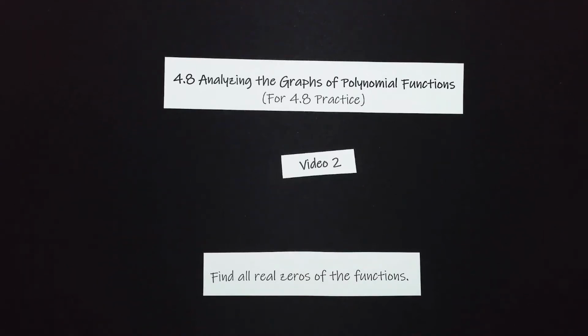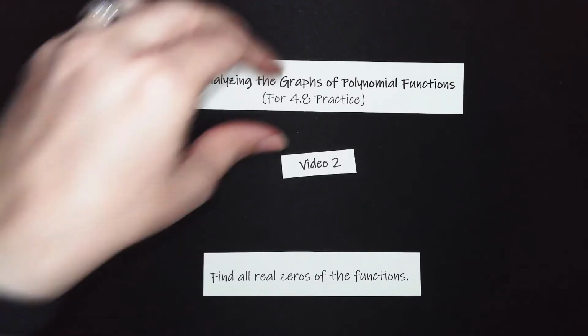We're on 4.8, analyzing the graphs of polynomial functions. This is video number 2, and we're going to find all real zeros of a function. So, some core concepts here.